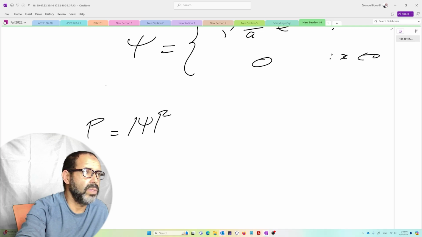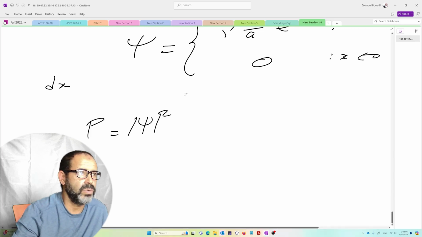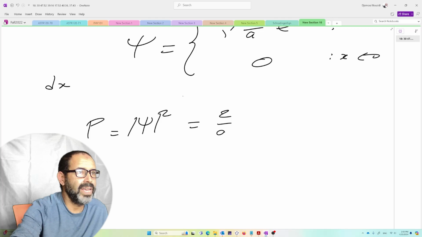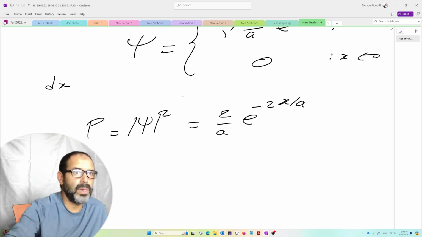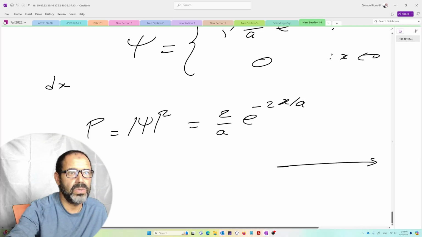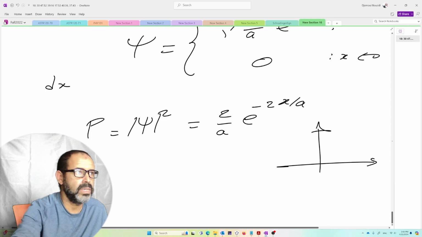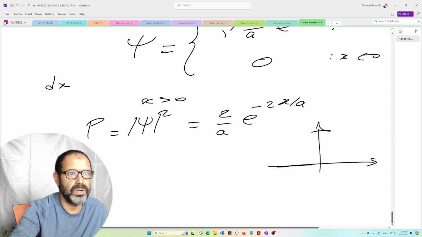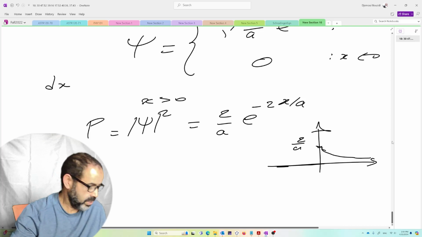Remember, this is 1D, so the element of volume in this case is just dx. You're not going to add another 4 pi r squared or anything like that. So it's going to be equal to 2 over a exponential of negative 2x over a. Okay, and if we plot this function, for x negative, you're going to square 0, so you're going to get 0. And then it peaks at a certain value at x equals 0. This is 2 over a, and then it drops exponentially. Okay, so this is how you sketch it.